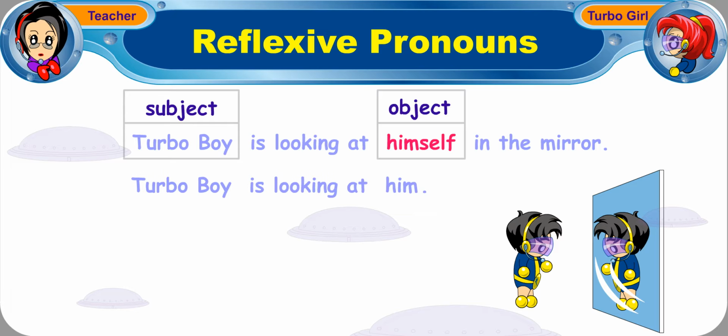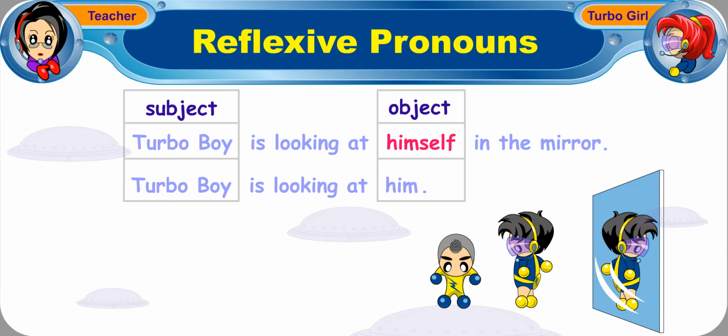If we say, Turbo Boy is looking at him, the object noun is no longer Turbo Boy. It is somebody else. So, we know that Turbo Boy is now not looking at himself, but somebody else.